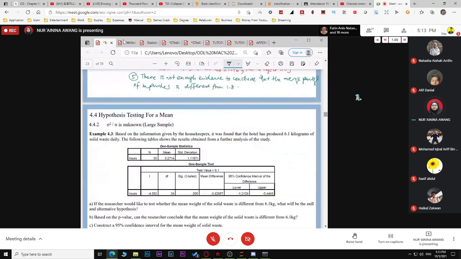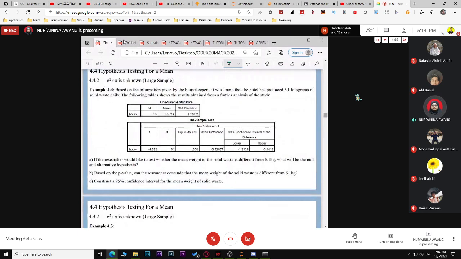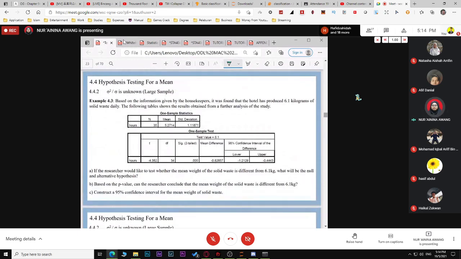So kita tengok on example 4.3. So now the question give you the SPSS output, SPSS output for case 1 population mean. So kat sini kata based on the information given by the housekeeper, it was found that the hotel has produced 6.1 kg of solid waste daily. So this is the SPSS output. This is for one sample statistic. So this is your N. This is your mean and your standard deviation for sample.